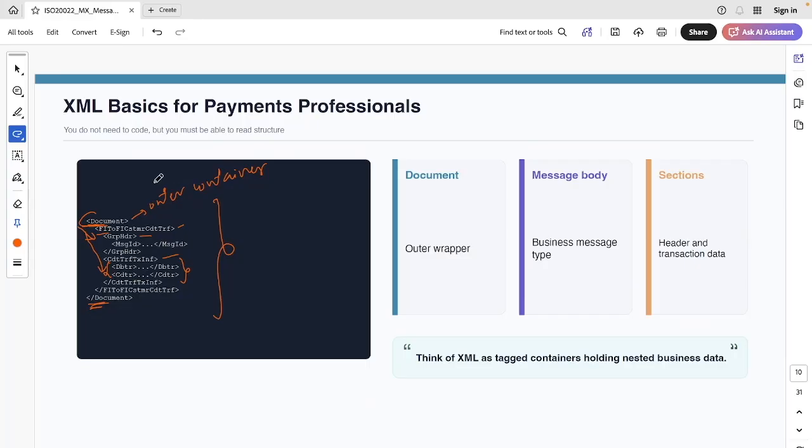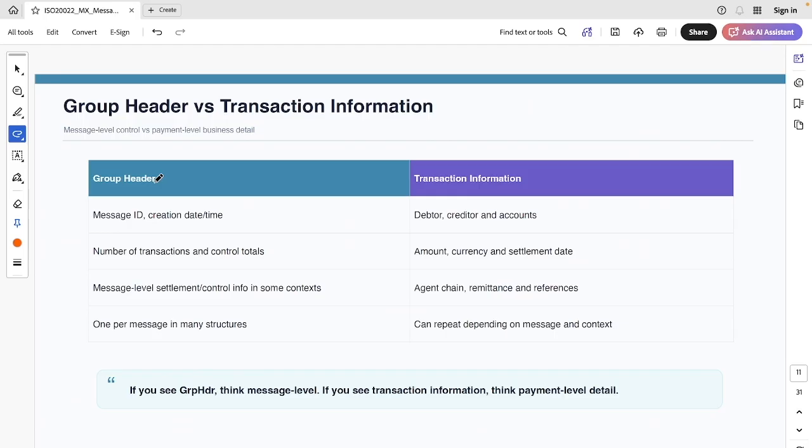Now let us look at two areas learners often confuse. That is group header and transaction information. Now this is one of the most important patterns in MX messages. Group header and transaction information are not the same thing. Group header is about the message as a whole.